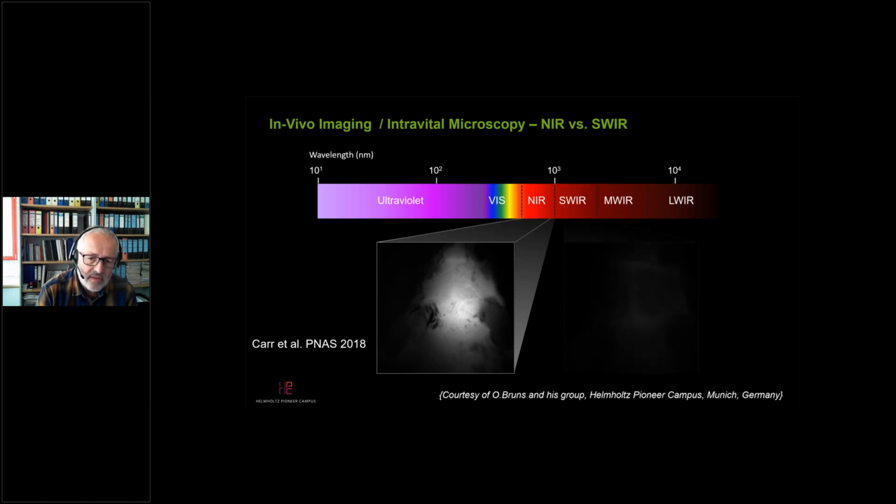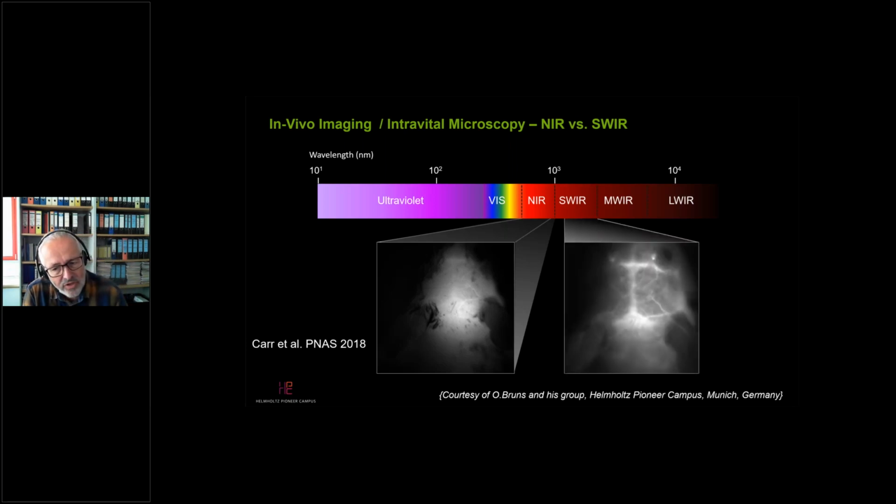If you compare this to the image in the shortwave infrared, you might appreciate that you see much more of the blood vessels and a much better contrast in the image. This is something that, for example, the working group of Professor Bruns, from whom I received these results, is working a lot with to improve that, because due to the lower scattering and absorption, it can be used to look into the animals without cutting or opening them.